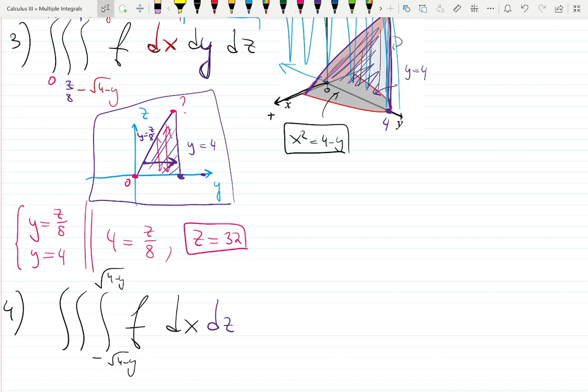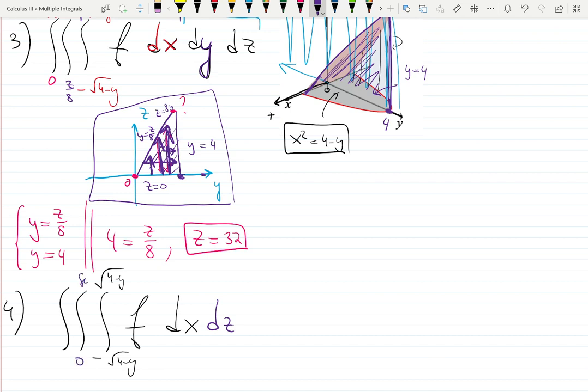Z is going from this function on the left to this function on the right. The function on the left actually is given as 8y. Z equals 8y. We know that. No, z is height. Yeah, sorry about that. Z is going up. In this case, z, what used to be our y, is height. Z is going from z equals 0 to z equals 8y.